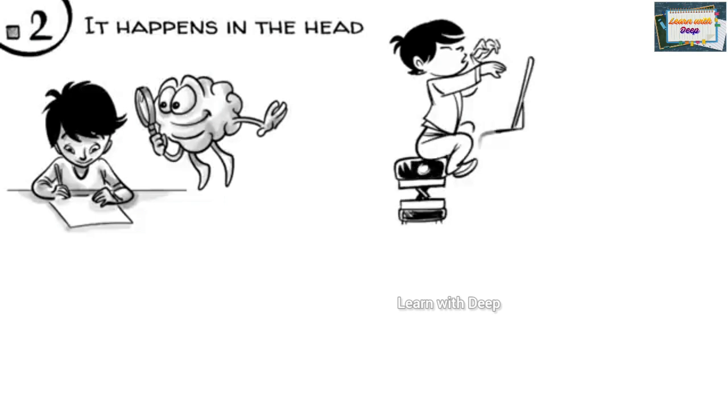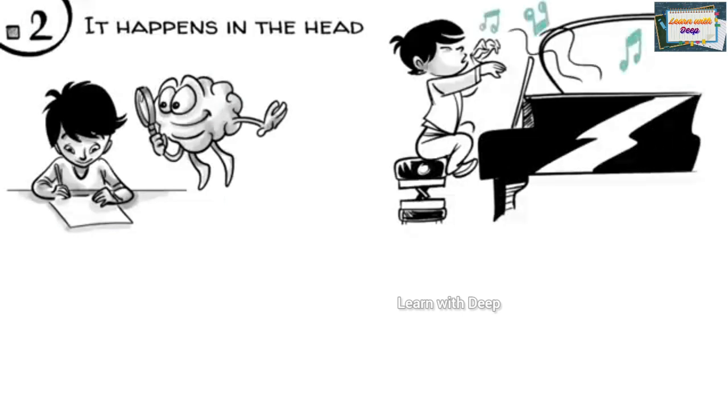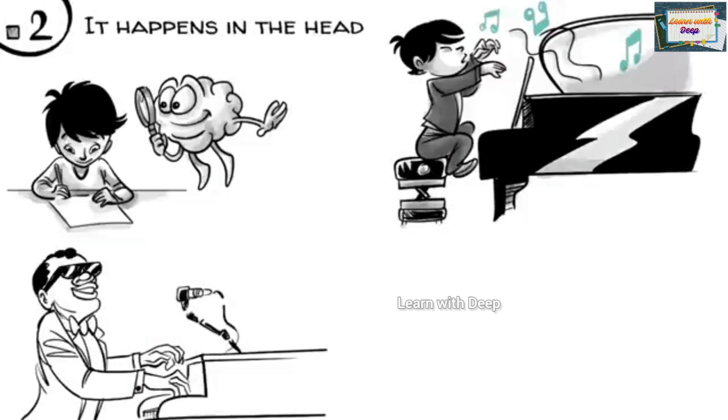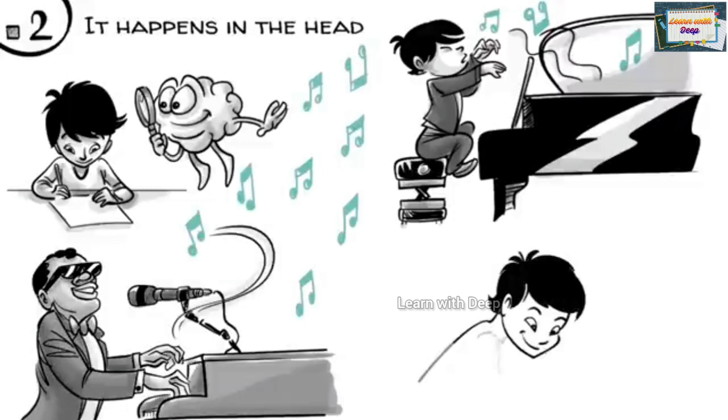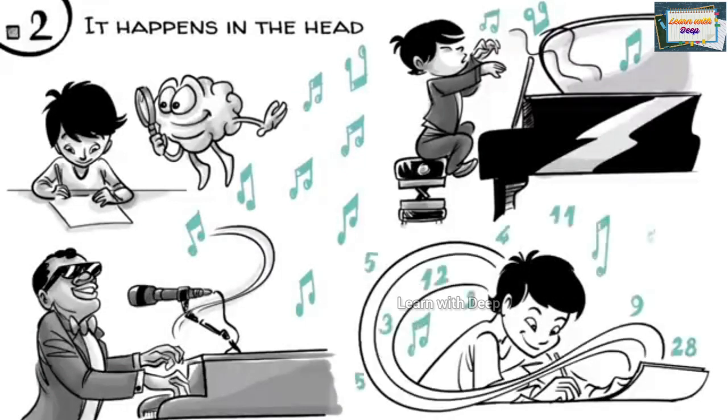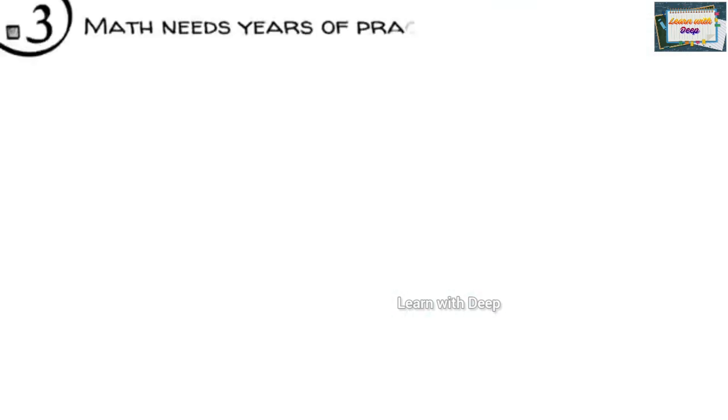Whatever is on paper is merely a representation of mathematical thinking that happens in the brain, just like musical notes. What is on paper is just a representation of music that actually happens when someone plays the piano. To be a good musician, it's not enough to be able to read the notes. We also need to practice a lot. The same is true for math, which is why practicing mental arithmetic is so important. Math needs years of practice.